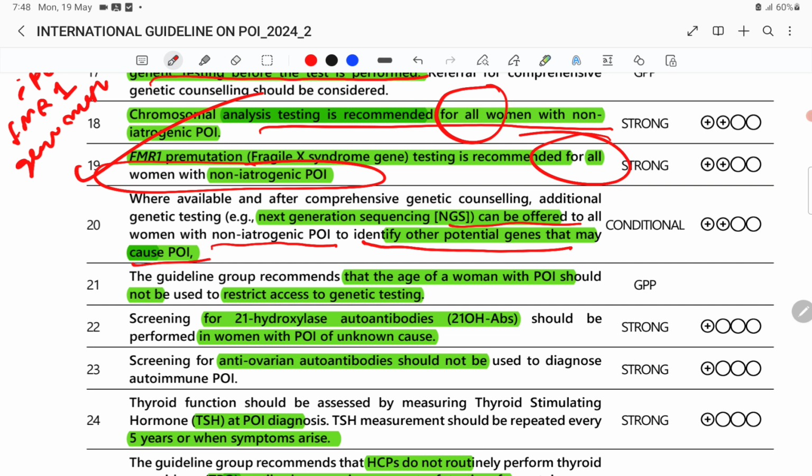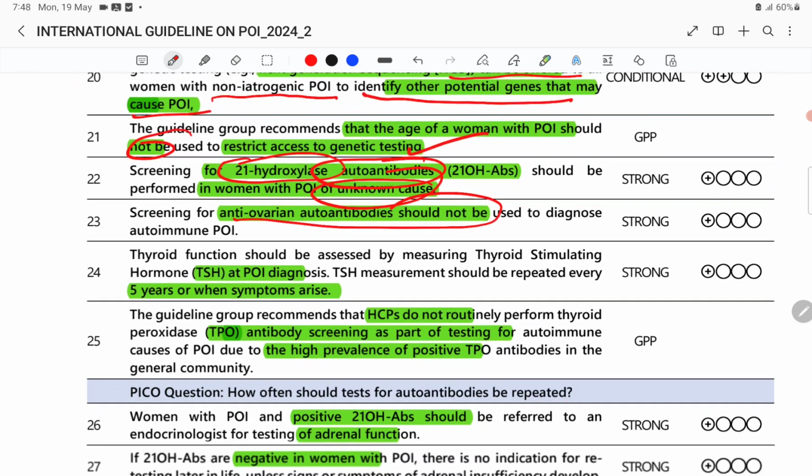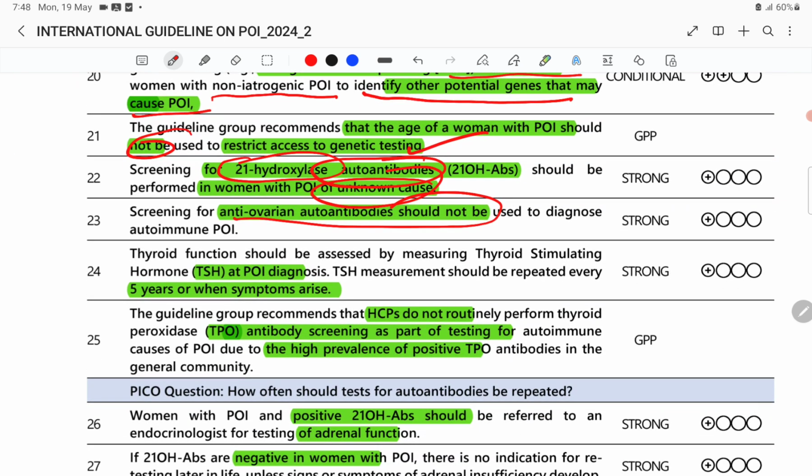The guidelines recommend that the age of a woman with POI should not be used to restrict access to genetic testing. You should not restrict. Screening for 21 hydroxylase autoantibodies should be performed in women with unknown cause. Screening anti-ovarian antibodies should not be used to diagnose autoimmune POI. Thyroid function should be assessed by measuring TSH level at POI diagnosis, to rule out autoimmune disease. TSH measurement should be repeated every 5 years or when symptoms arise.